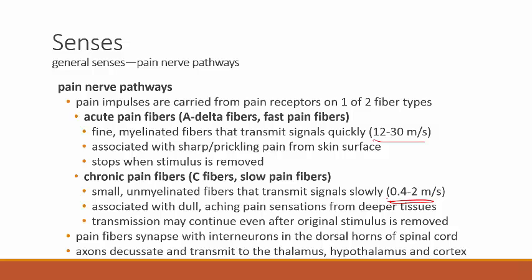The pain fibers then synapse with interneurons in the dorsal horns of the spinal cord. So they're on the dorsal surface where those sensory neurons are coming in and synapsing with the interneurons. And then the axons will decussate and transmit information to the thalamus, the hypothalamus, and then forward on to the cortex to be interpreted. So again, if the fibers decussate, that means that they cross over. So pain sensations that originate on the right side of the body are interpreted on the left side of the brain.